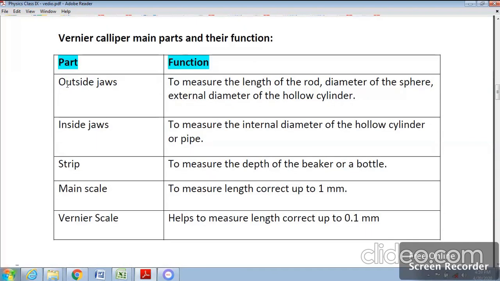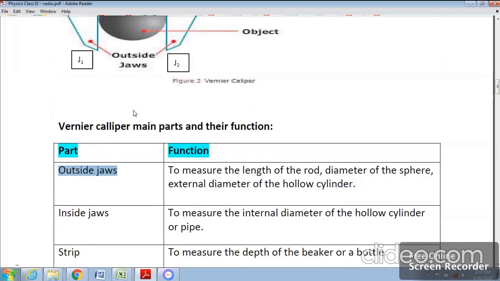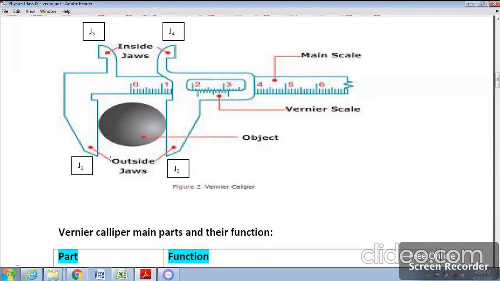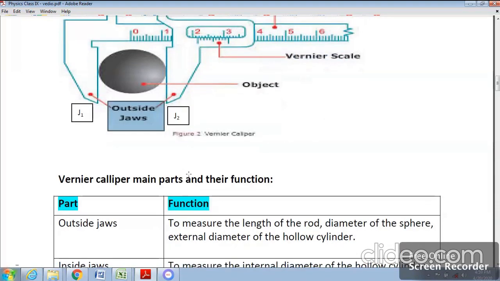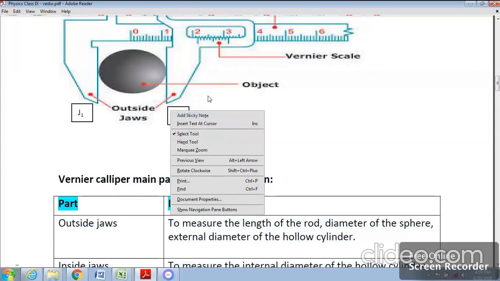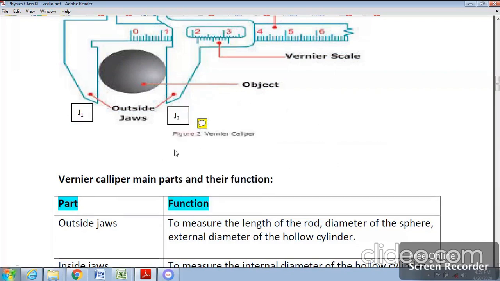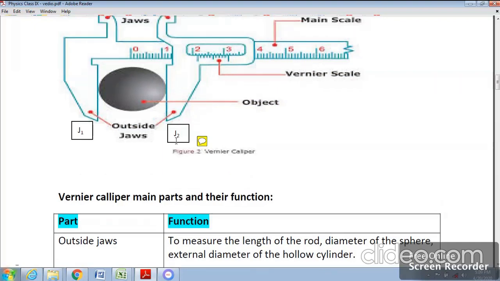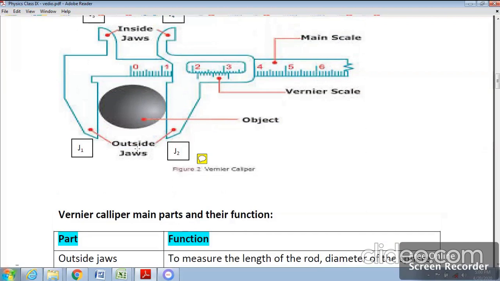Very first is the outside jaws. This J1 and J2 is the outside jaws, in which J1 is the fixed jaw, which is fixed on the main scale, and J2 is the movable one, which is on the vernier scale. This lower J1 and J2, the outside jaws, is used to measure the length of a rod, the diameter of a sphere, and the external diameter of a hollow cylinder.